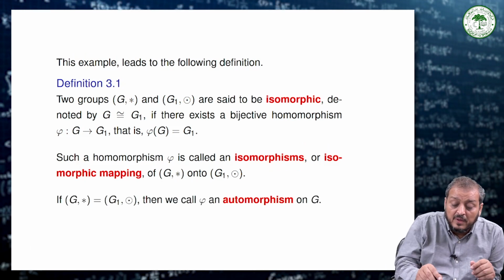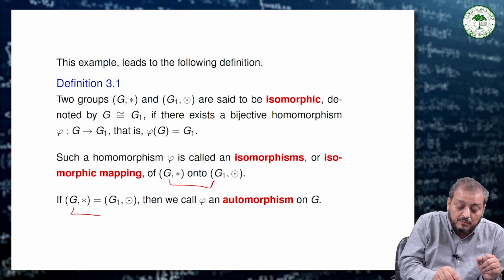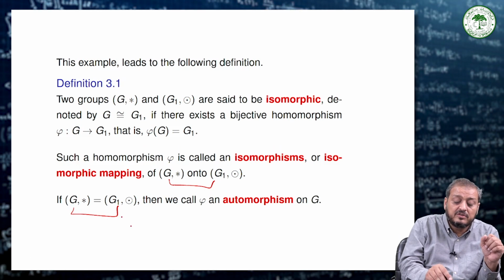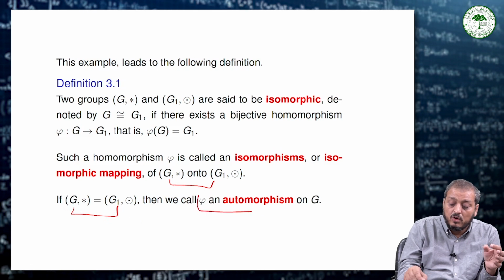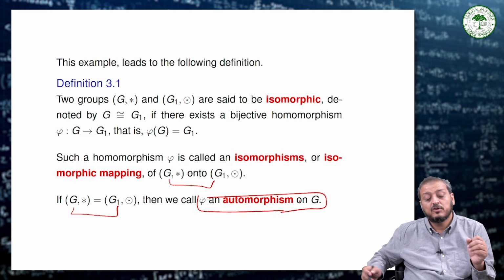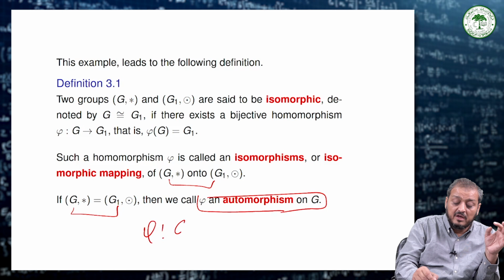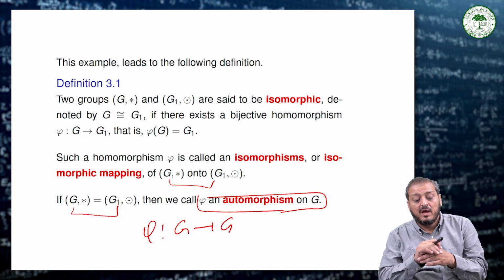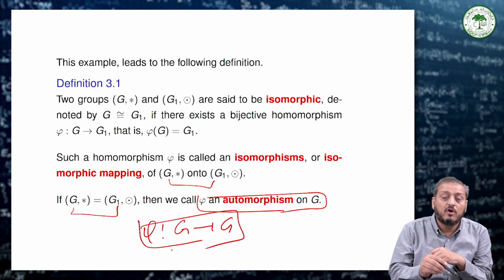And if in place of two different groups, we take the same group, if we have G star the same as G1, then the binary operation is also the same. So then this phi is called an automorphism on G. So in place of two different groups, if we define a phi from G to G that is a bijective homomorphism, then this phi is called an automorphism.